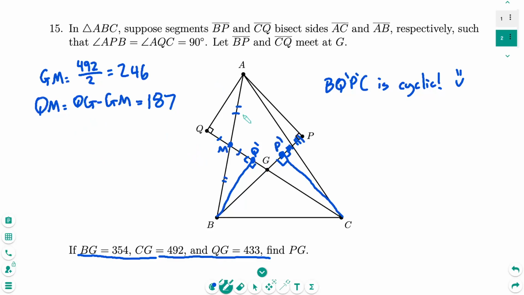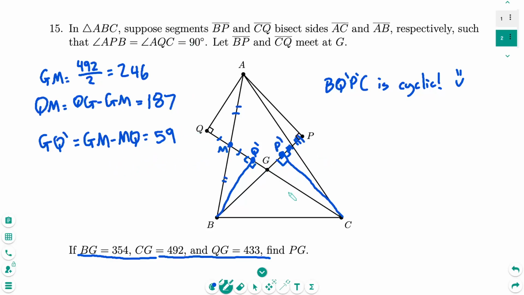Why is this helpful? Because now we know what GQ prime is. So what would GQ prime be? GQ prime would be equal to GM minus MQ prime. But we know MQ prime is equal to MQ, so it's just GM minus MQ. And I think that would be 59. Yeah, hopefully I didn't do this math wrong. I mean, these 3-digit numbers in a geometry problem, that's never a good sign. You're always going to have to be doing some terrible calculations. So we know that GQ prime is 59.